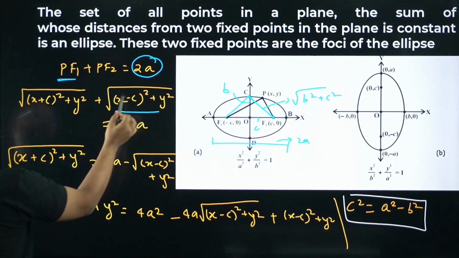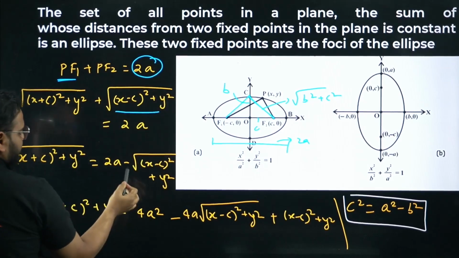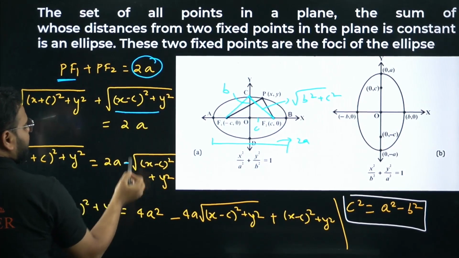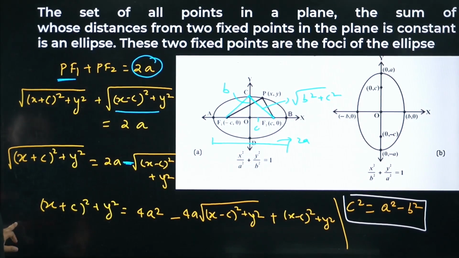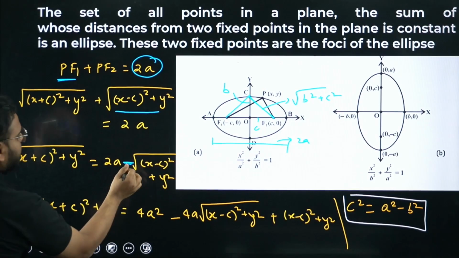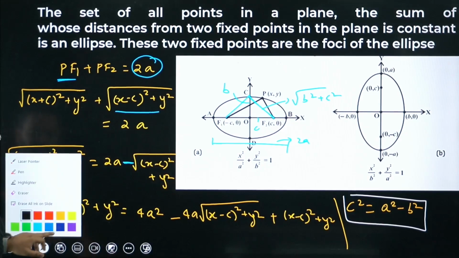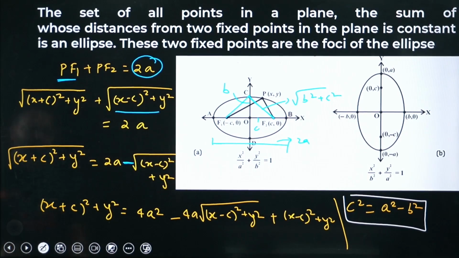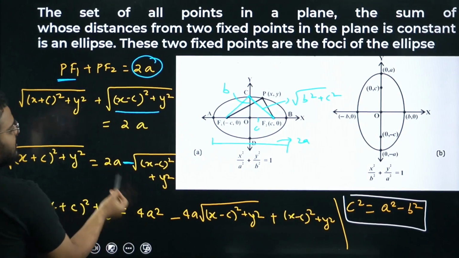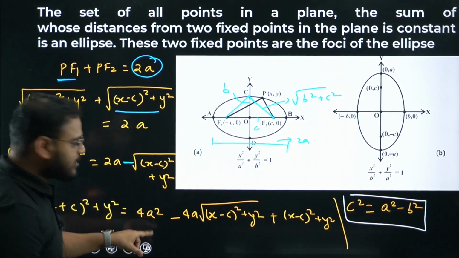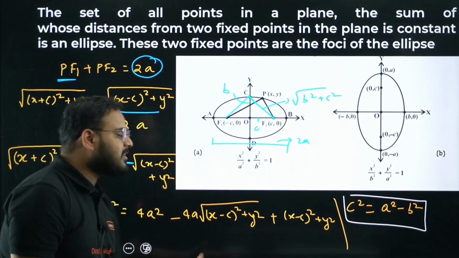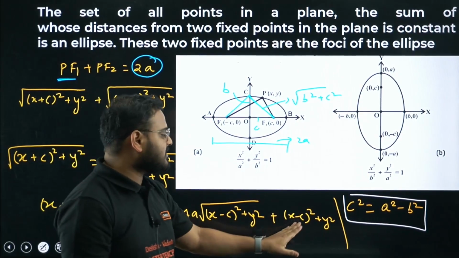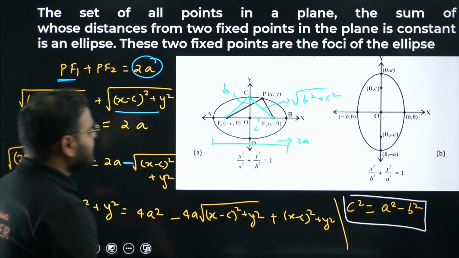Chaliye, let's just square it up. Moving this part to the right hand side, we get negative. Now squaring it up, please check. If you square it up, what will happen? One second, let me erase this. Okay, if you square it up, it will become, have a look, this will get rid of the root: x plus c the whole square plus y square. This will be whole square, so 2a the whole square will be 4a square. Then 2 times of 2a will be 4a, and this whole root will again repeat. And then the square of this root will become x minus c the whole square plus y square, right?